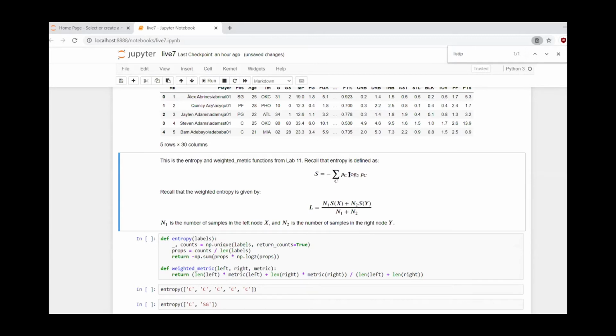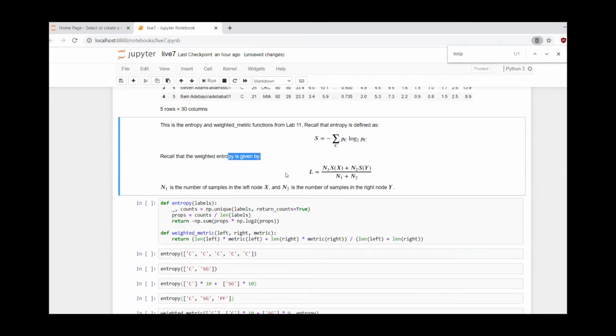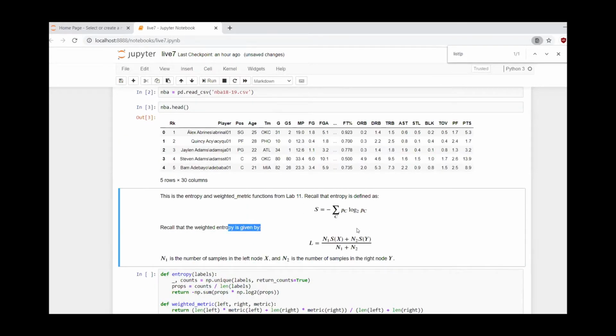An important point is this is a log base 2. It's not a ln or a log base 10. You might see ln in some places, but for the purposes of this class, we'll use log base 2 for entropy. And weighted entropy is pretty much just a weighted average of the entropy based off of your split.